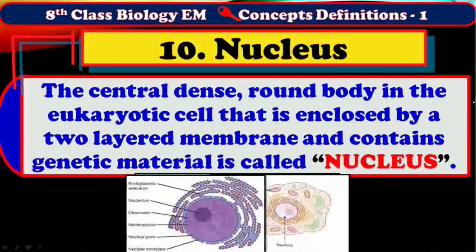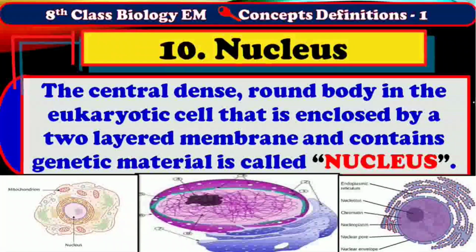Nucleus. The central dense round body in the eukaryotic cell that is enclosed by a two-layered membrane and contains genetic material is called nucleus. Of all the organelles, the most prominent organelle in the cell is nucleus. The scientist Robert Brown discovered nucleus in the year 1831. We can see this nucleus even with an ordinary microscope. As this nucleus decides shape, size and structure of the cell and controls the functions of the cell, it is popularly known as control unit of the cell or control room of the cell.